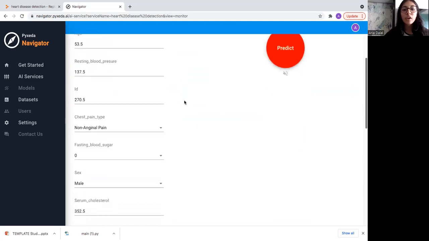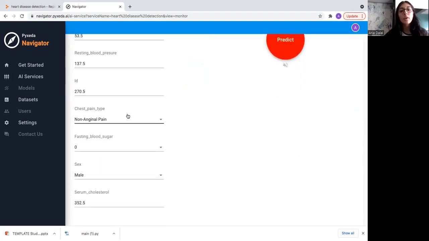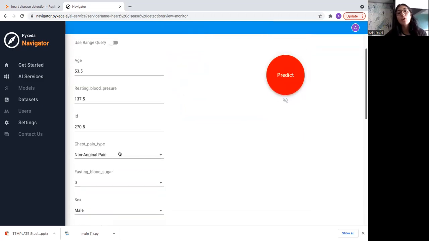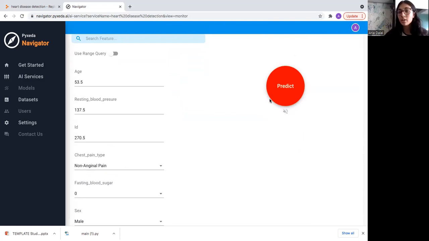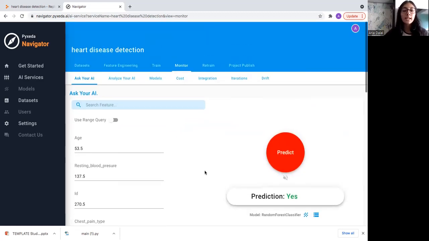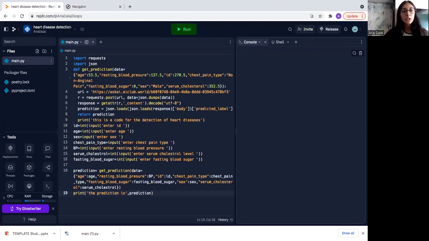As you can see over here, we have some random values, and through this, we'll be able to predict whether a person has a heart disease. You can enter whichever values, and because the data has been trained, you'll be able to predict it accurately. The prediction is yes, in this case, the person is suffering from a heart disease. Now, from Pixida, we've imported the model onto my Replit. As you can see, this is my code, and we can run it.